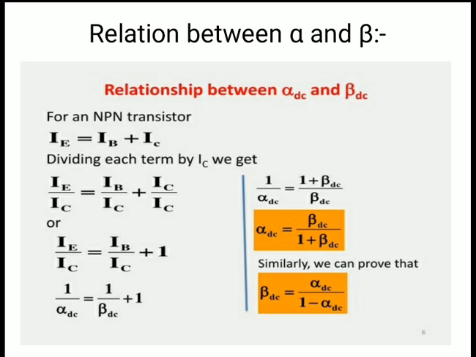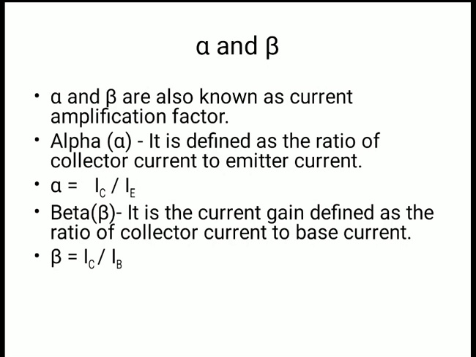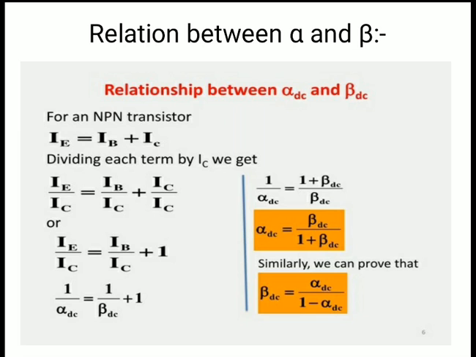This is a very important relation between alpha and beta. You just have to remember the relation IE equals IB plus IC and the definitions of alpha and beta. If you know these three things, you can easily derive the relation between alpha and beta.